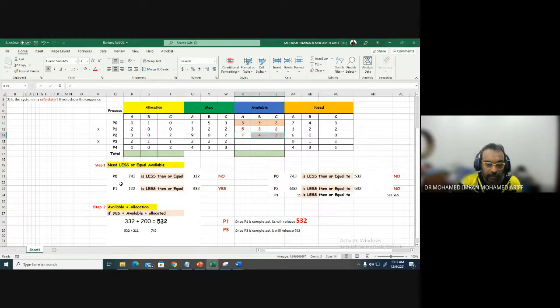Check one by one. Okay, so we have completed process 1 and process 3. Okay, so proses yang belum buat is proses 0, proses 2 and proses 4. Okay, so now the available is 743. Okay, so let's go to the next process. Let's start with again process 0.